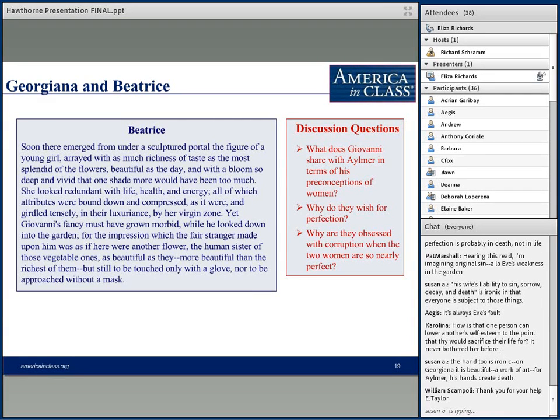So there's a parallel here in the way that the men view Beatrice, and here Giovanni views Beatrice, and we can think about how to pull out these kinds of ideas in this passage as well.